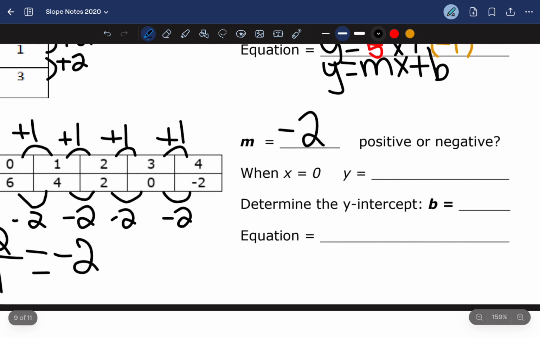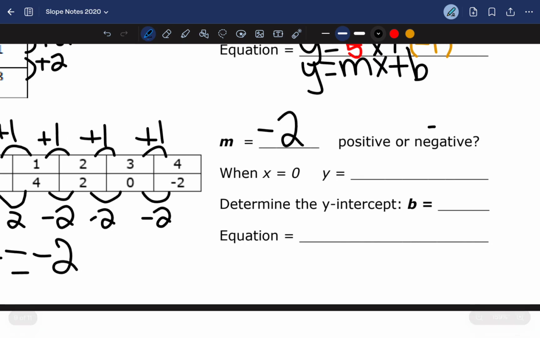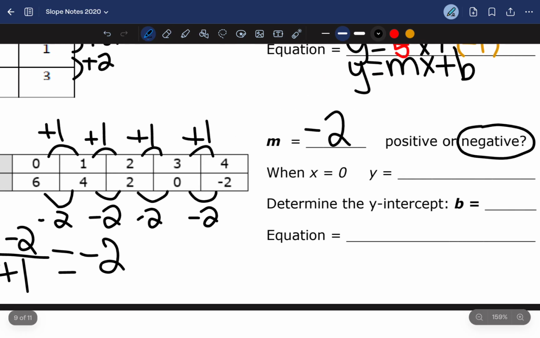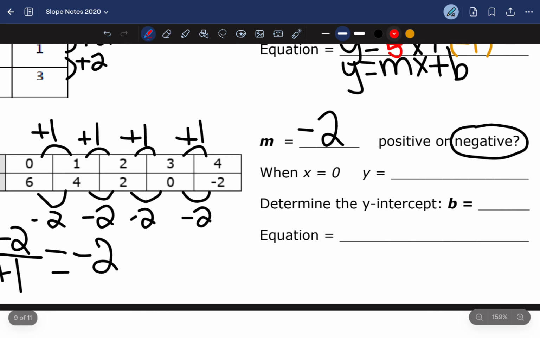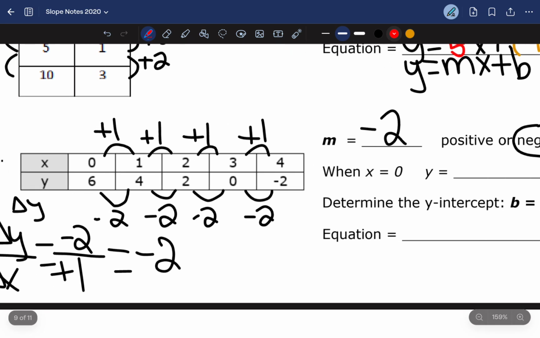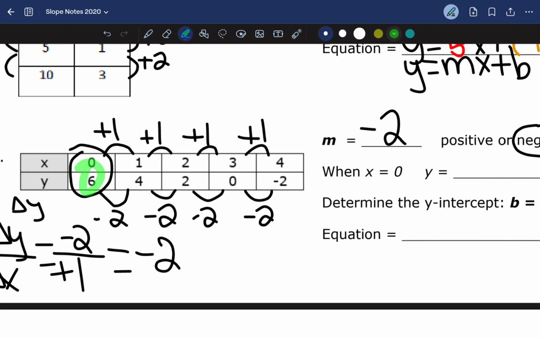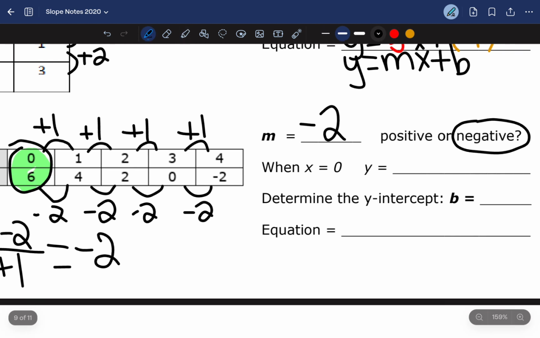And now it's asking, is this positive or negative? Well, the number is negative, so therefore our slope is negative, just like that. Sorry. So then it says when x equals 0, y equals blank. So now we got to go back to the table and look for that y-intercept. So I see it right here. When x equals 0, y equals 6. So I'm going to circle it and highlight it. All right, so y equals 6.